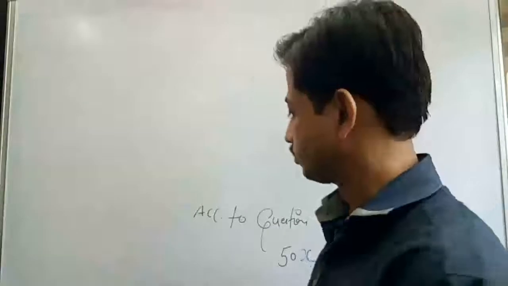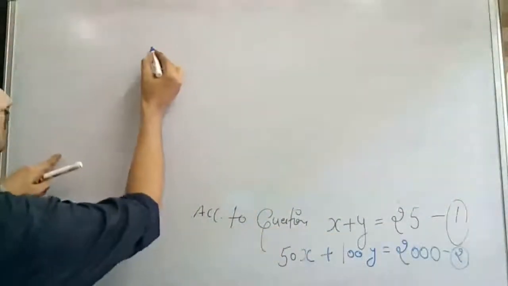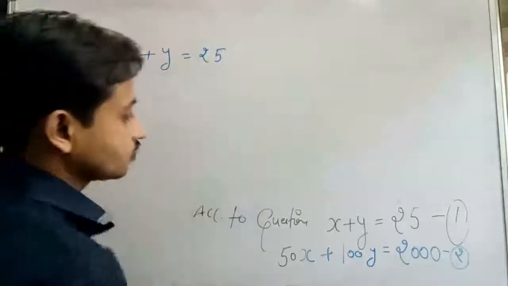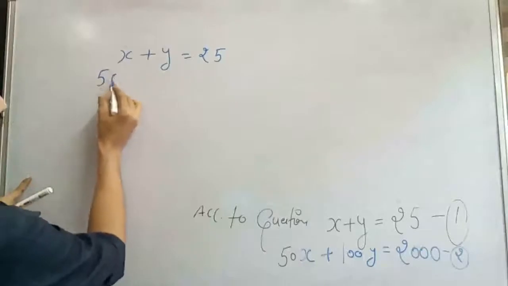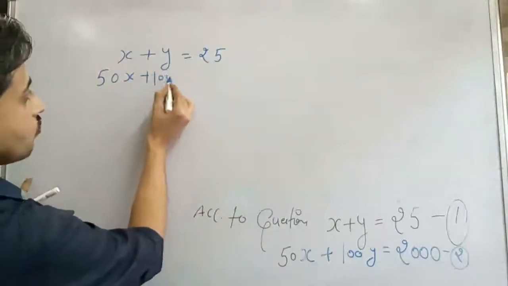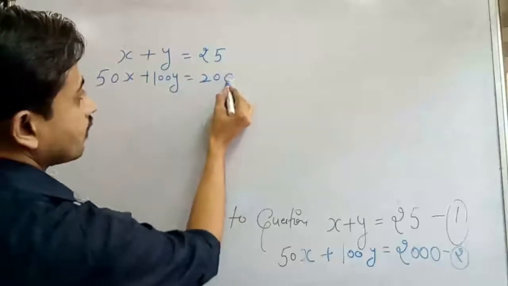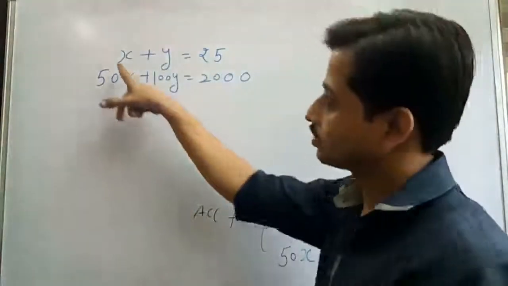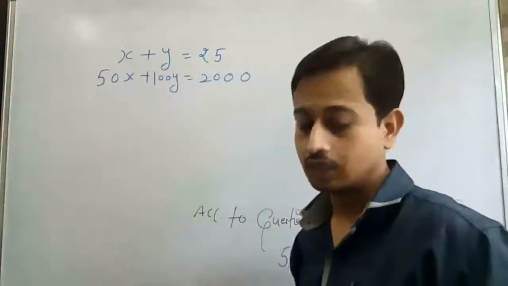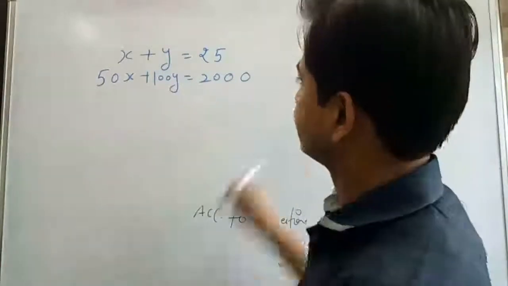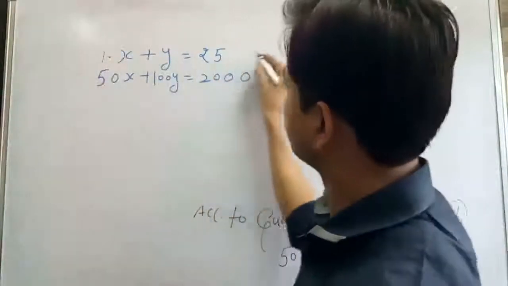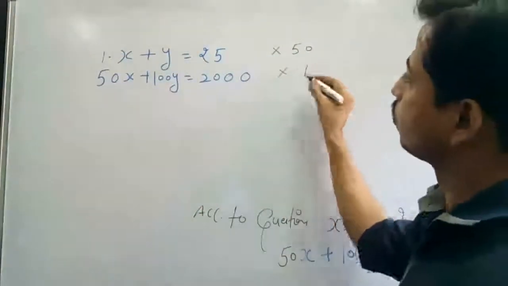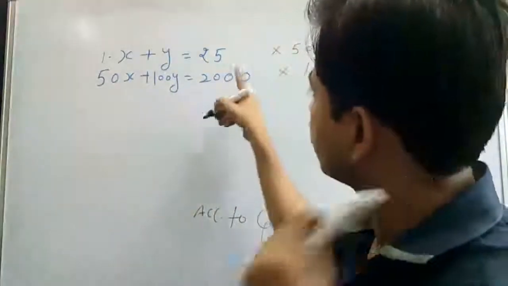Now we have to solve. This is our first equation: X plus Y is equal to 25, and this one is the second equation: 50x plus 100y is equal to 2000. Are the coefficients of x and y equal or not? Not, because the coefficient of x is 1 and here it is 50. So what we have to do? Multiply. The coefficient of x is 1, so multiply the first equation with 50, and the second equation is multiplied with 1.